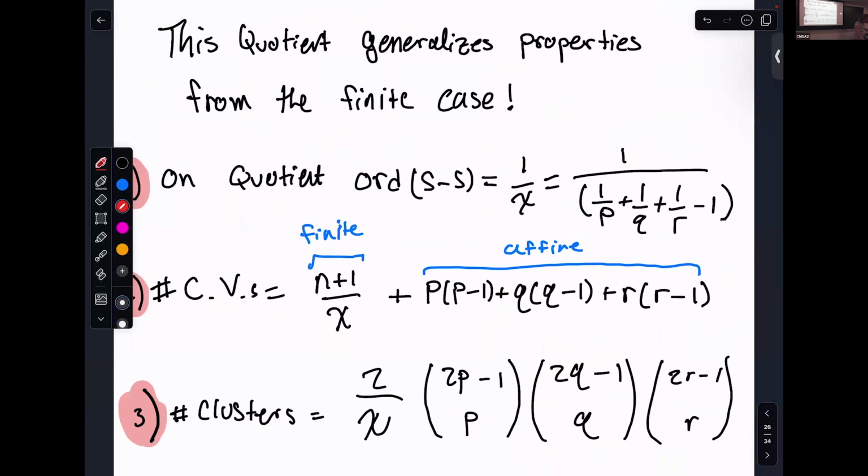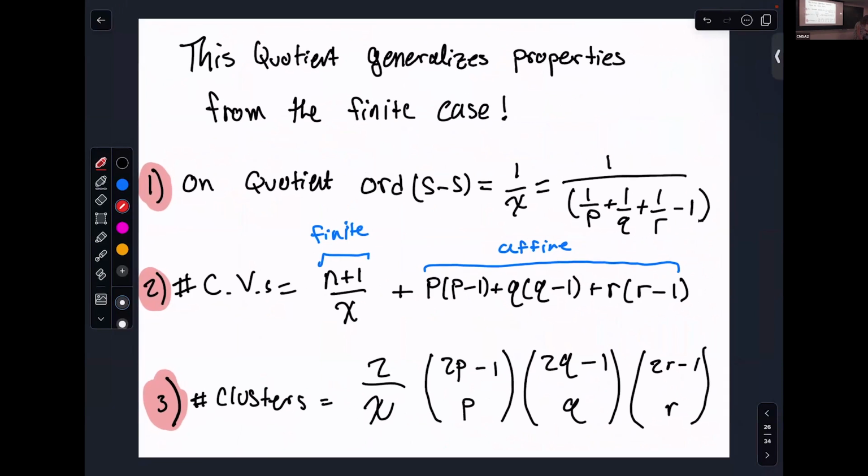So this quotient actually generalizes some properties of the finite cluster algebra, sort of the exchange graph and the cluster complex of the finite cluster algebra. So here's some facts on this quotient. This sources and sinks mutation path is now finite order, and its order is equal to 1 over chi. This chi is kind of like some Euler characteristic of some orbifold. That's why I called it that. But in terms of P, Q, and R it has a simple formula.